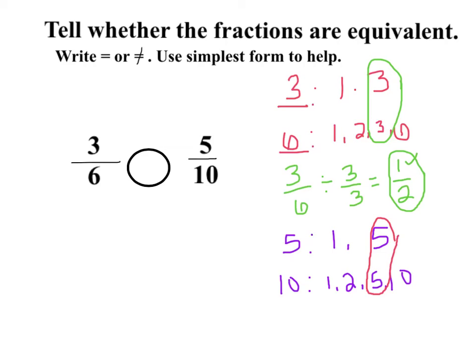So I'm going to divide 5/10 by 5/5, which also equals 1 whole. So 5 divided by 5 is 1, and 10 divided by 5 is 2. So 5/10 is also equal to 1/2. And remember, we know it's in simplest form because the numerator is a 1, and when it's 1, it's done.